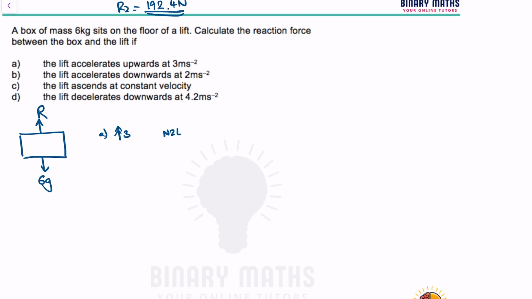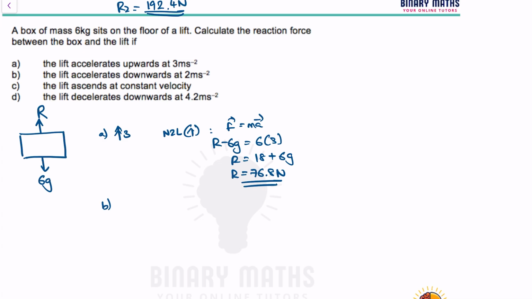Newton's second law vertically, there's only one item, so I'm not going to write down what that is, will be F is equal to mass times acceleration. The resultant force is equal to R take away 6g must be equal to 6 times 3. So R is equal to 18 plus 6g. So R is equal to 76.8 newtons for A.